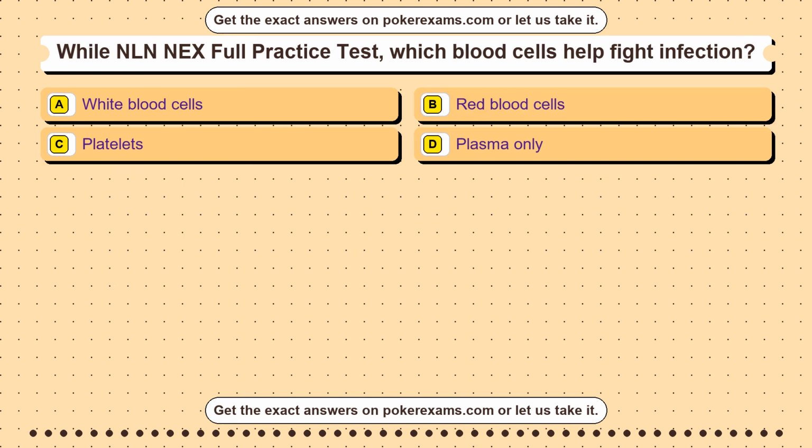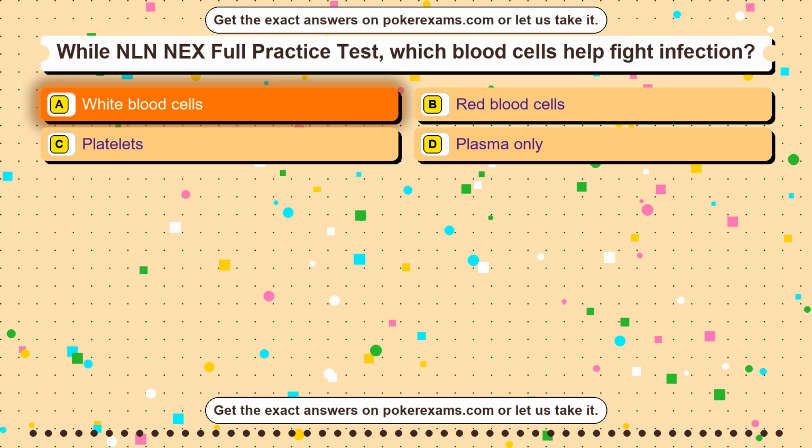Question 37. While get functions practice, which paragraph part usually introduces the main point? Option A, topic sentence. Option B, citation page. Option C, footnote. Option D, page number. The correct answer is option A.